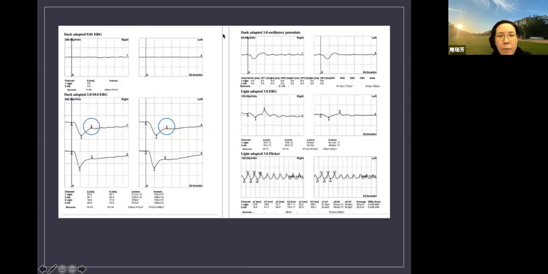This is a typical case of retinal schisis. We have a negative ERG B wave, but compared to CSNB, the A wave of the cone responses is not flat. It's a sharp peak A wave.